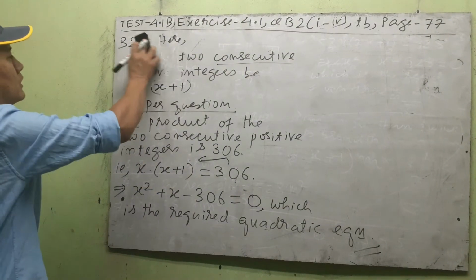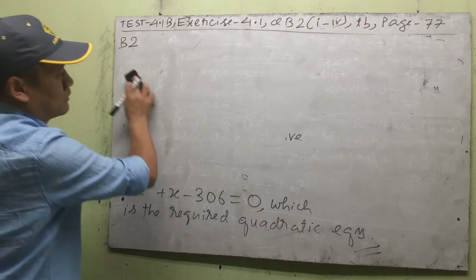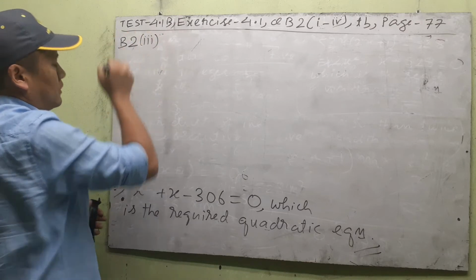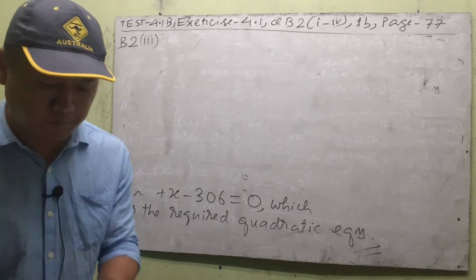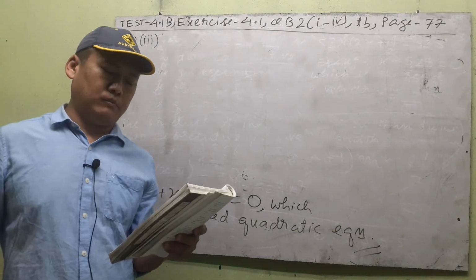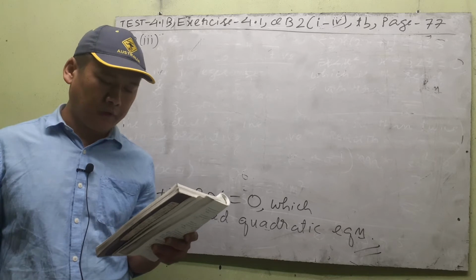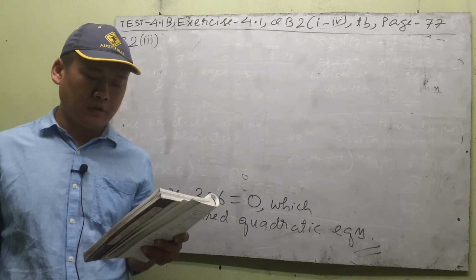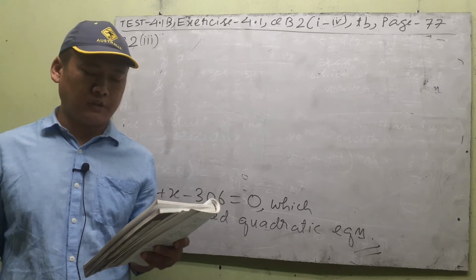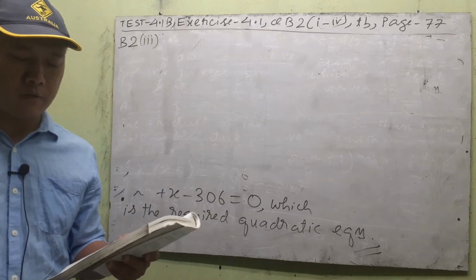Let's go to the third one. 2 more are left. The third one here. Let me read the question for us. Rohan's mother is 26 years older than him. Obviously the mother will be older, right? The product of their ages in years 3 years from now will be 360. Let us say we would like to find Rohan's present age.